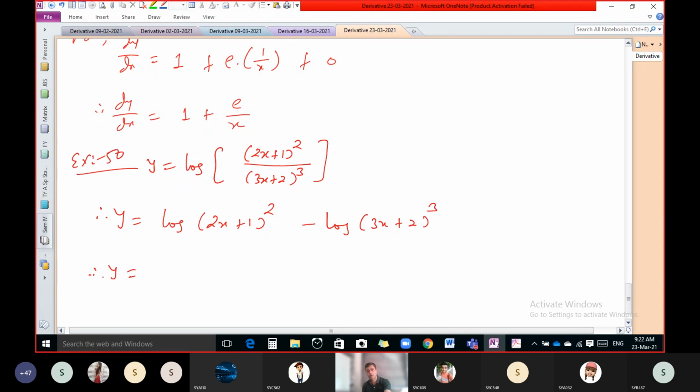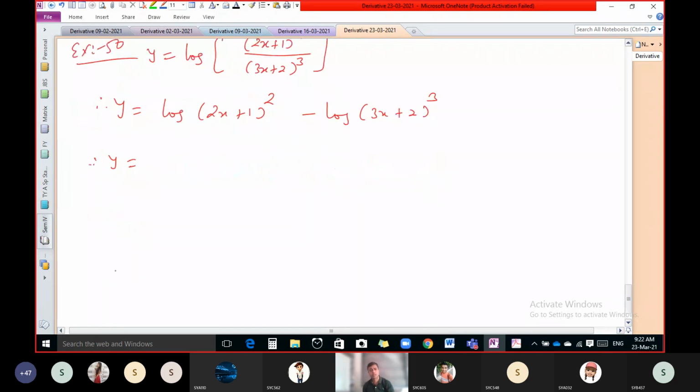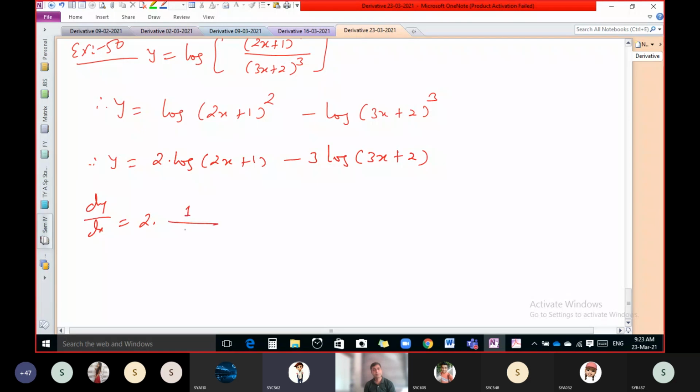Now tell me for this one, log (2x plus 1) whole square, what we get? 2 log (2x plus 1). Correct. Minus 3 into log (3x plus 2). And now differentiate dy by dx. 2 is a constant, keep as it is. Tell me the derivative of log (2x plus 1). 2 upon 2x plus 1.